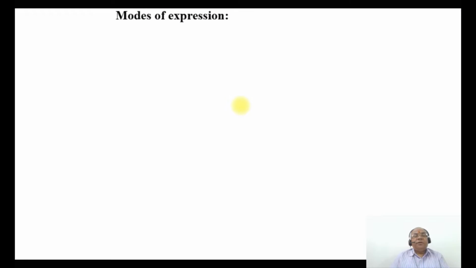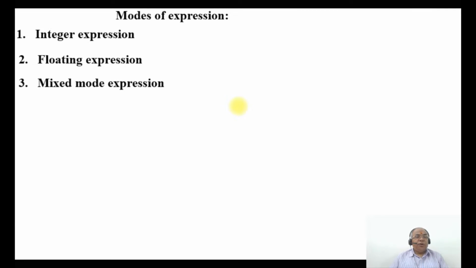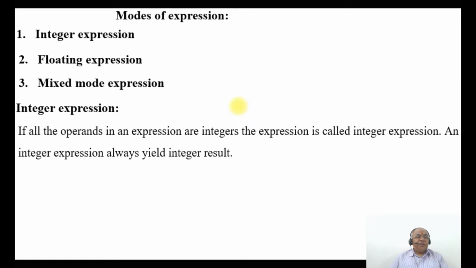In this video, we are going to discuss the modes of expression. One is an integer expression. The second one is the floating point expression, and the third one is mixed mode expression. In an integer expression, if all the operands in an expression are integers, the expression is called an integer expression. An integer expression always yields an integer result.